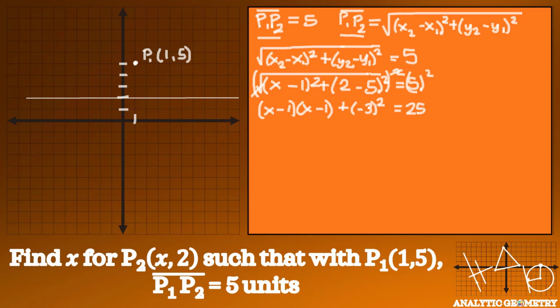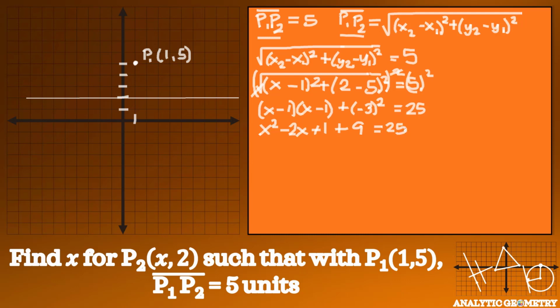Please don't forget this side as well. Now let's continue here using the FOIL method. We have the first x times x, x squared. Inner -1 times x is negative x. Outer x and -1, another negative x. So we have minus 2x, -1 and -1 plus 1 here plus 9 still equal to 25.